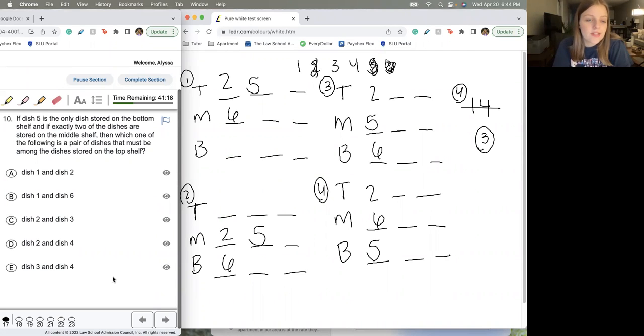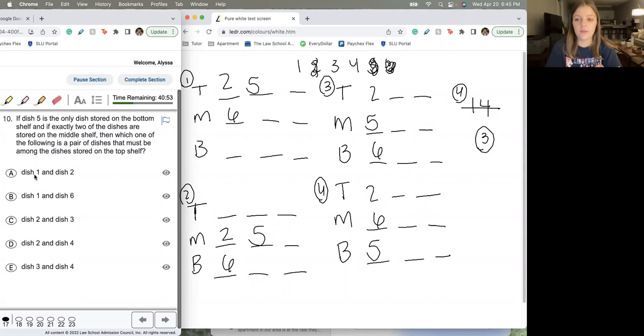Question number 10 says, if dish 5 is the only dish stored on the bottom shelf, and if exactly 2 of the dishes are stored on the middle shelf, which one of the following is a pair of dishes that must be among the dishes stored on the top shelf? This is a very wordy question, but we can split this question into parts, and we can just focus on it chunk by chunk.